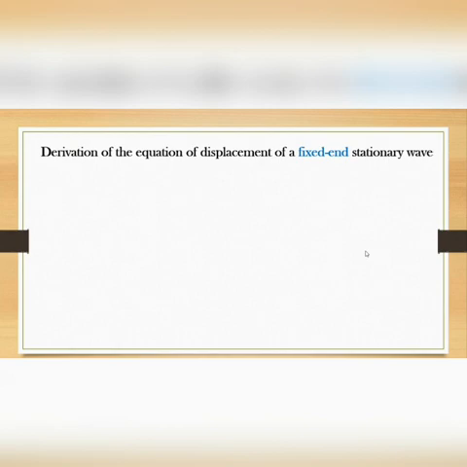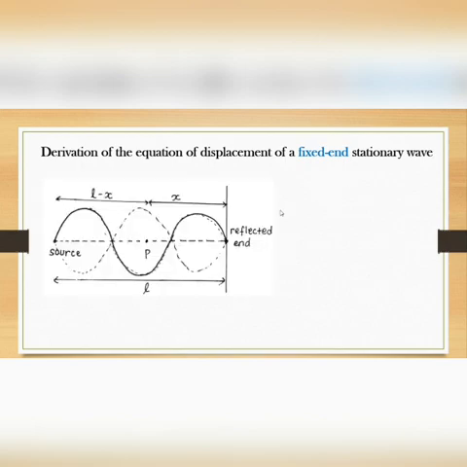Now we are going to derive the equation of displacement of a stationary wave with a fixed end. I have a diagram here. Suppose we have a wave that travels from the source of oscillation. This is the source of oscillation, and it reaches a reflected end which is fixed. It cannot move. That is at a distance of L from the source.